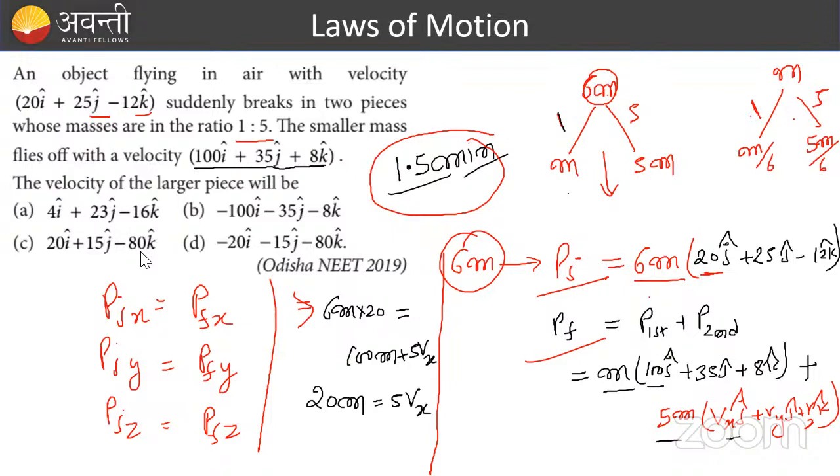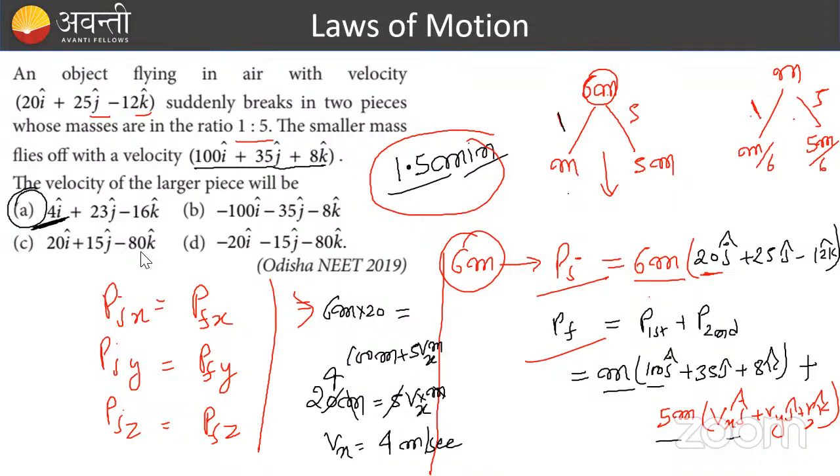5 mvx, sorry, mvx होगा. So m cancel होगा, 5 से ये 4 times जाएगा. vx is how much? 4 meter per second. Similarly, we can calculate vy and vz, right? So in the options, only option A has 4 i cap. Velocity in x direction is 4. In the other options, velocity in x direction is different. So the only correct answer is A.